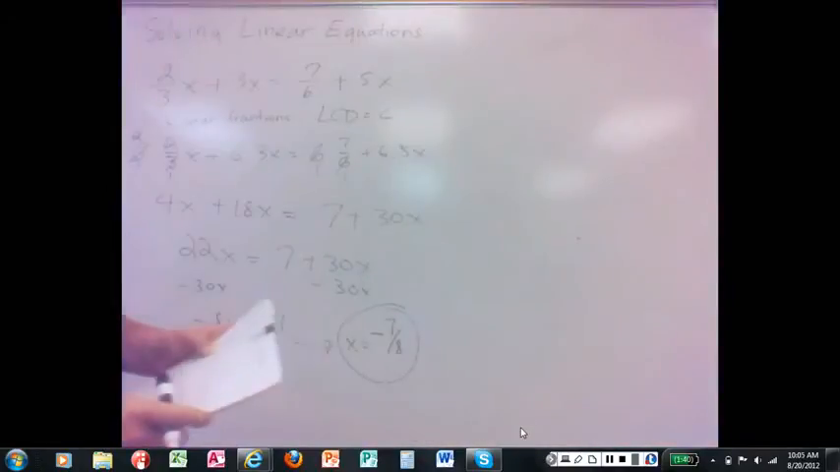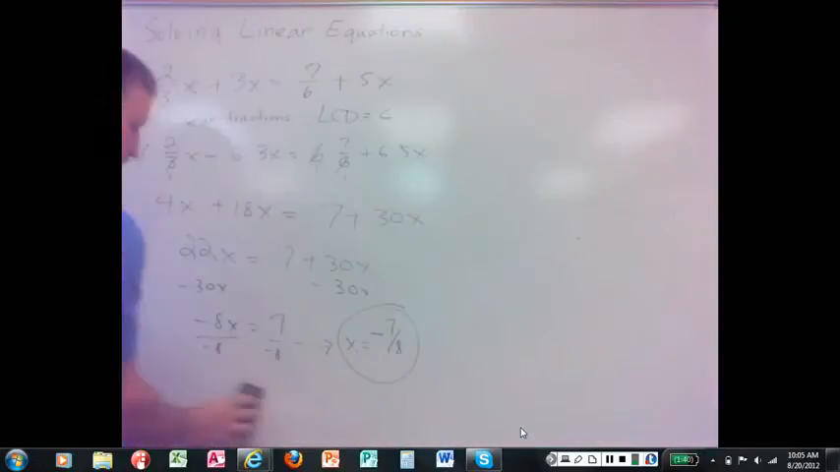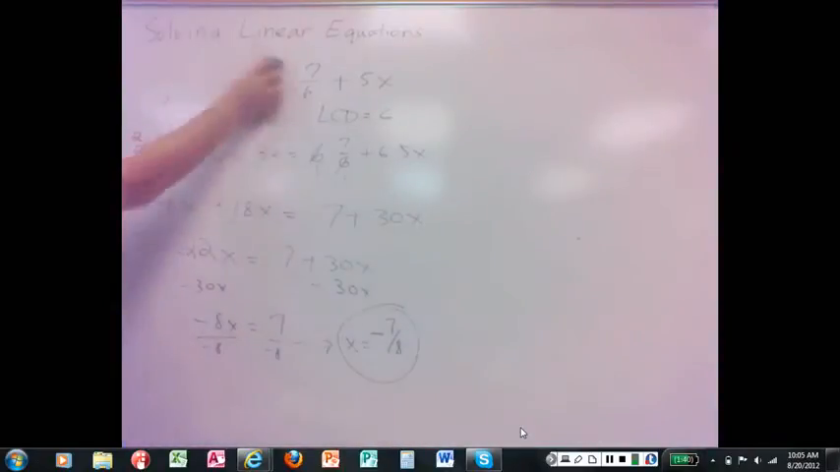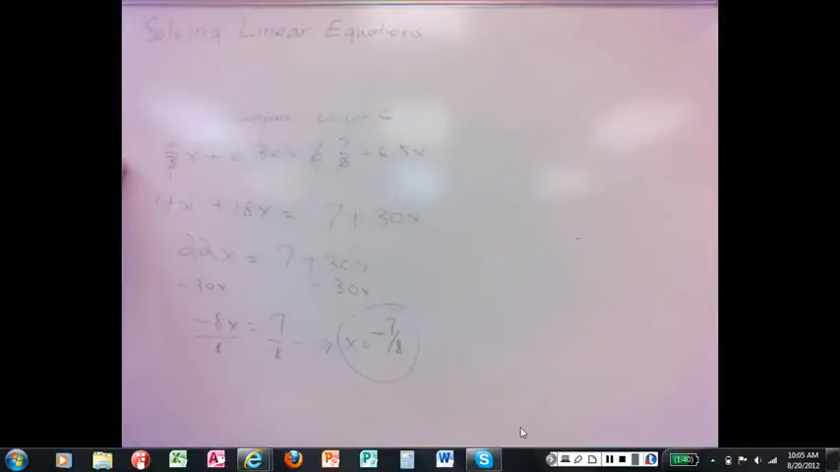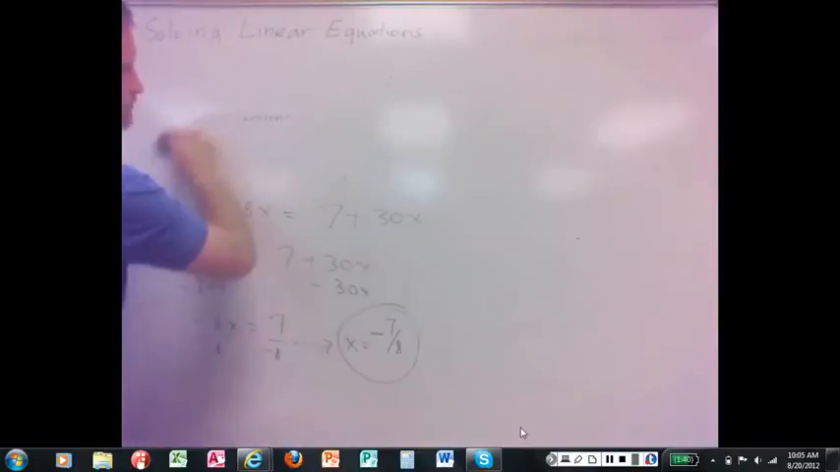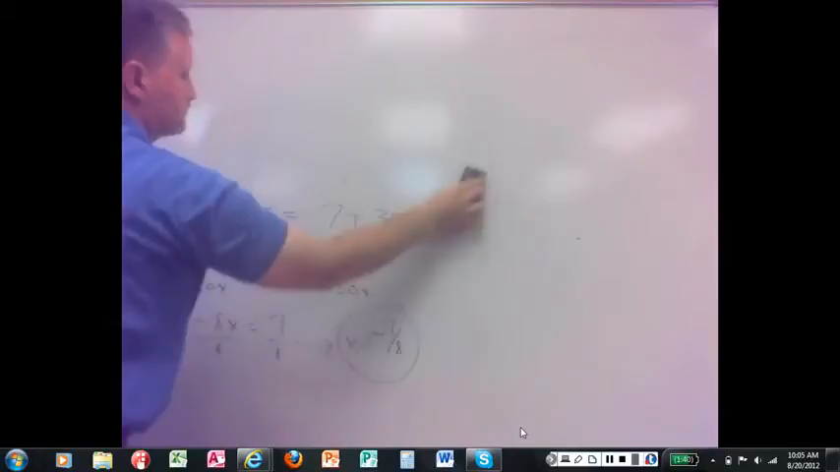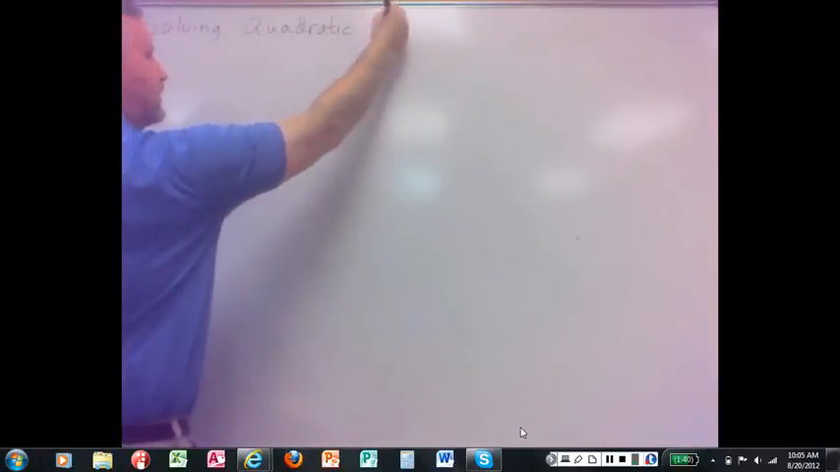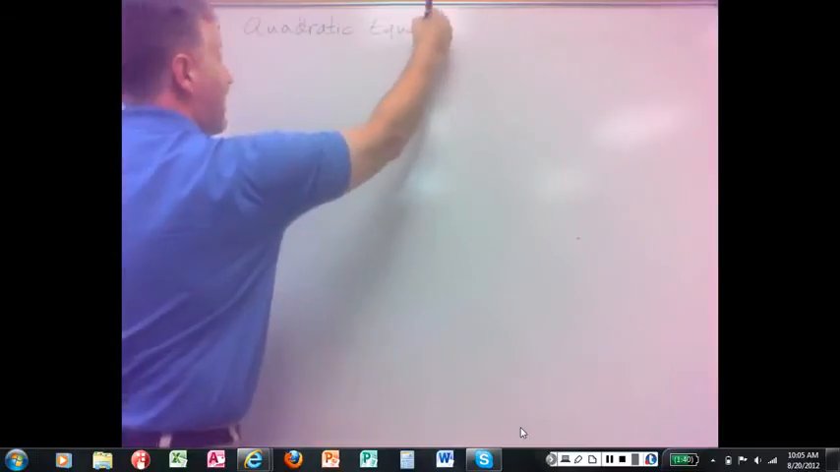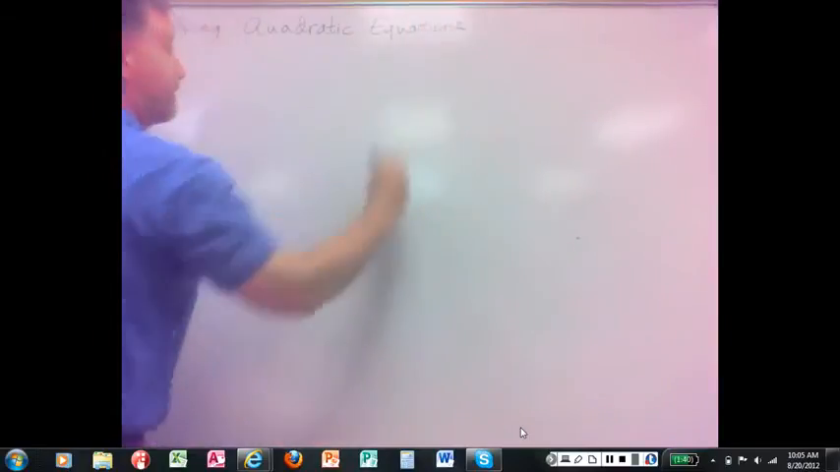All right. Well, let's go on to our quadratics here, the second type I was going to mention today. Solving quadratic equations. A little bit about that.